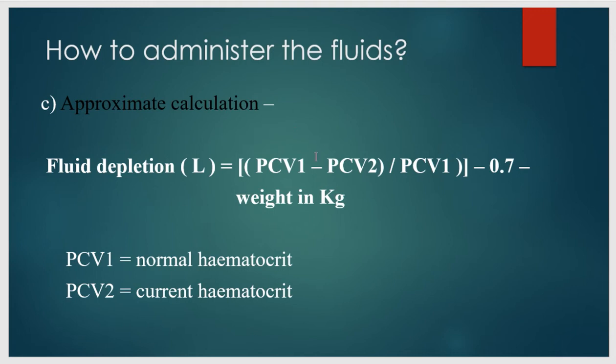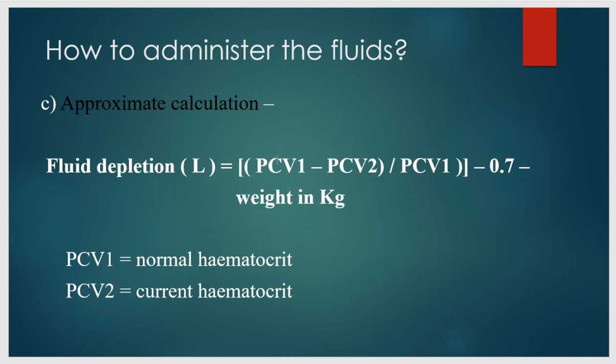Out of this, PCV1 minus PCV2 divided by PCV1, we are going to subtract two things: the weight of the patient in kg, in numbers, and this minus 0.7 should also be subtracted, and it will give us the fluid depletion in liters, right? Okay, clear?